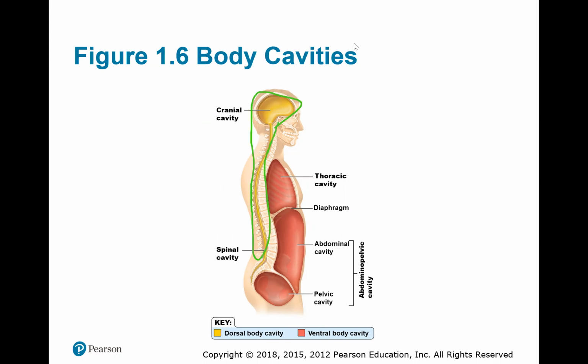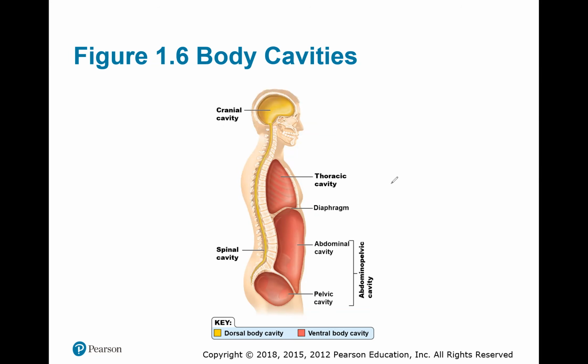In red, we can see those ventral body cavities. So imagine, if you will, that you have these two big picture ideas of cavities, and now we're going to split them and separate them even further. From the dorsal body cavities, we have the cranial cavity, which helps to house the brain. And we have the spinal or vertebral cavity to house the spinal cord.